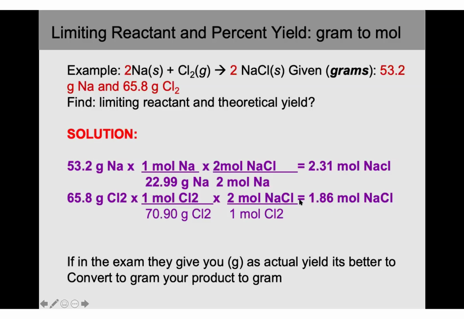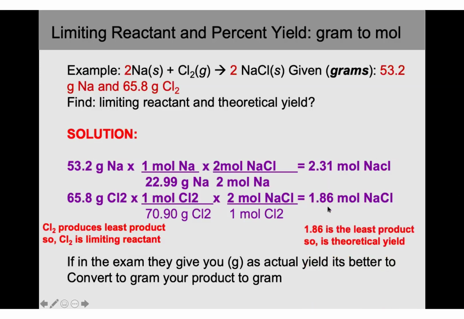So which one do you think here is the limiting reactant? Yes, Cl2, because it produces the least amount of product. And the 1.86 mole is the theoretical yield.